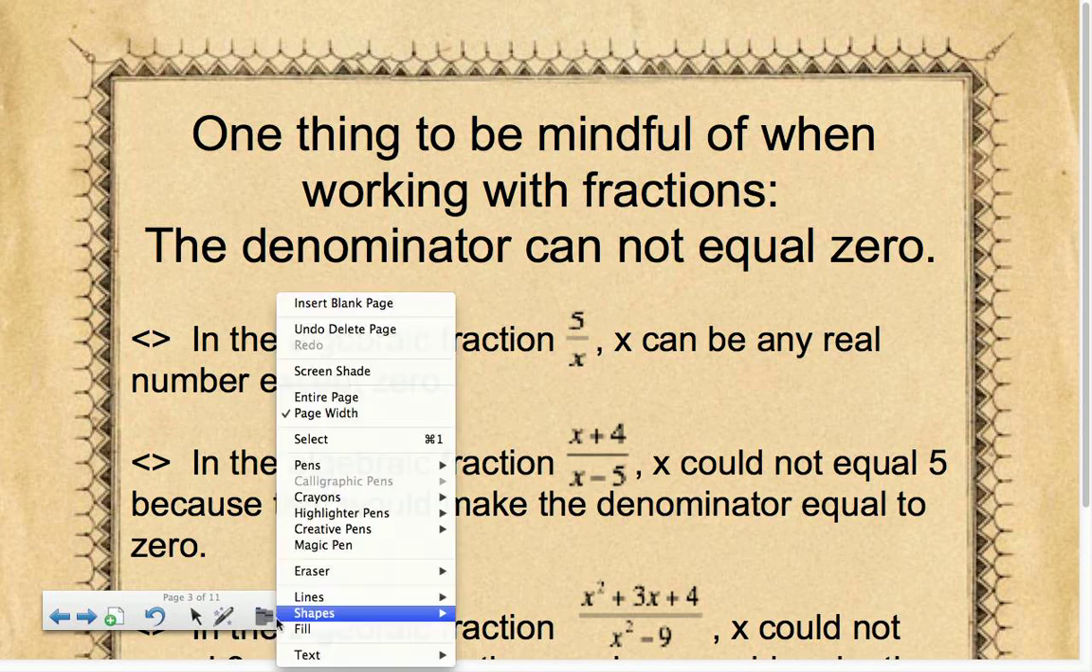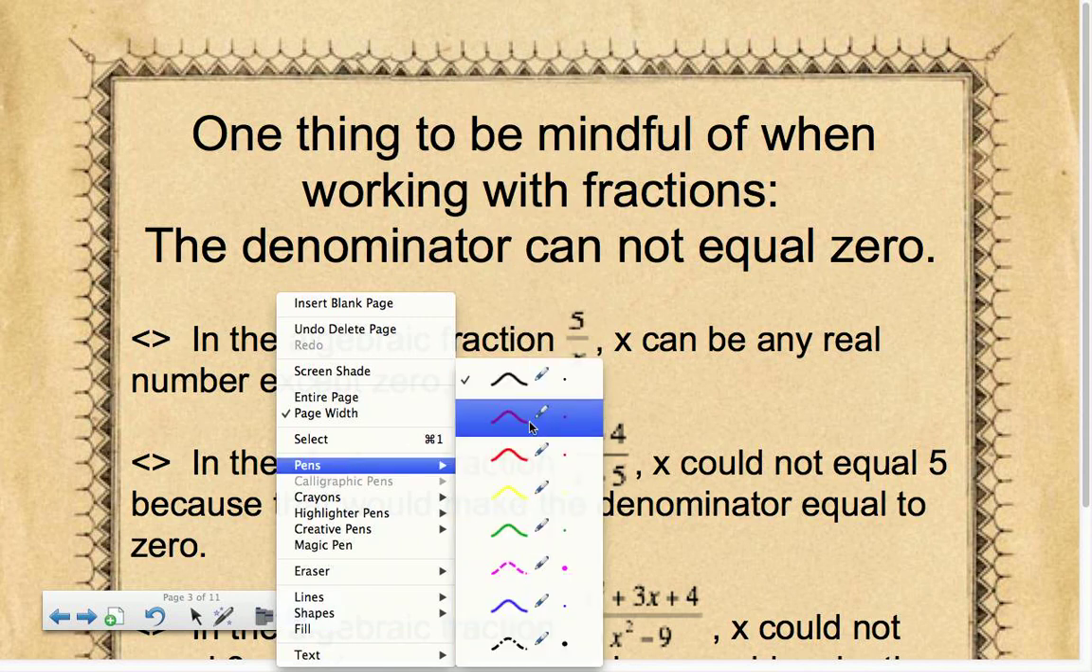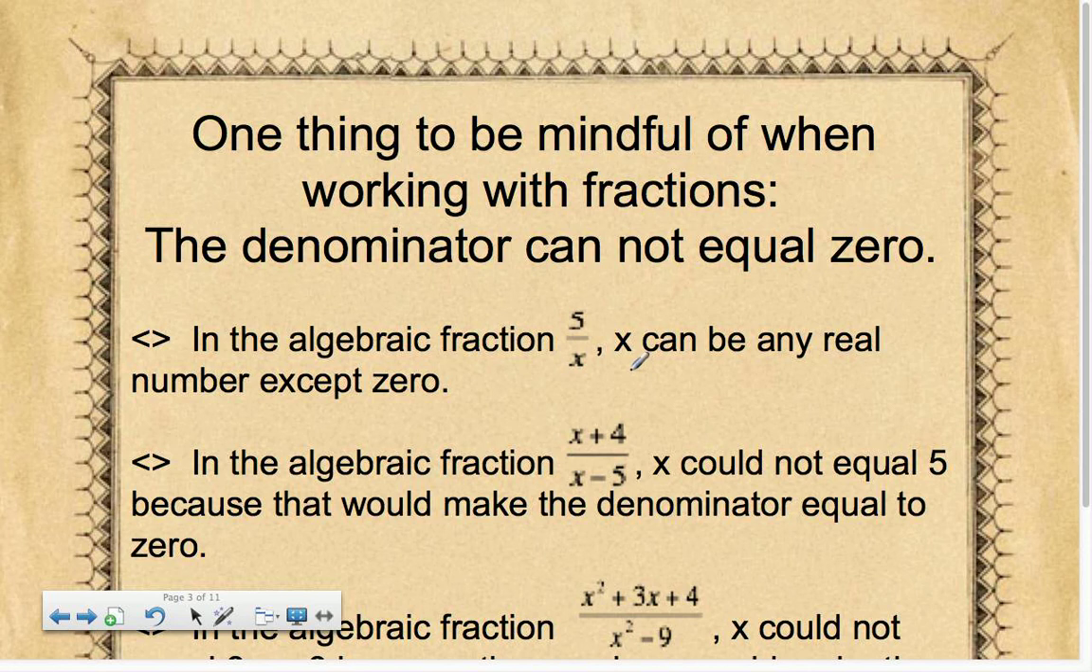Okay. So x cannot equal 0. And for this one, if you set that equal to 0, x cannot equal 5.